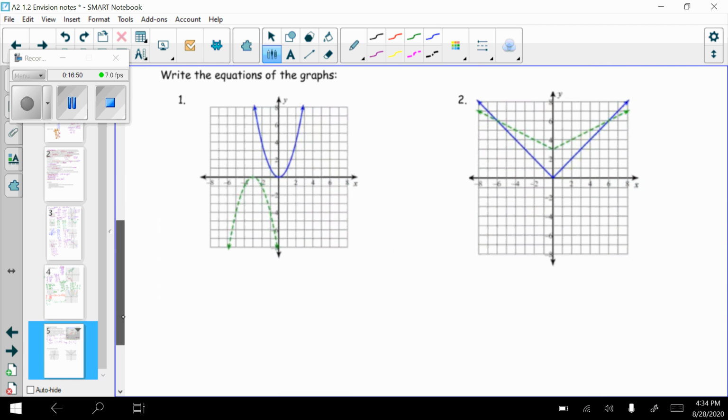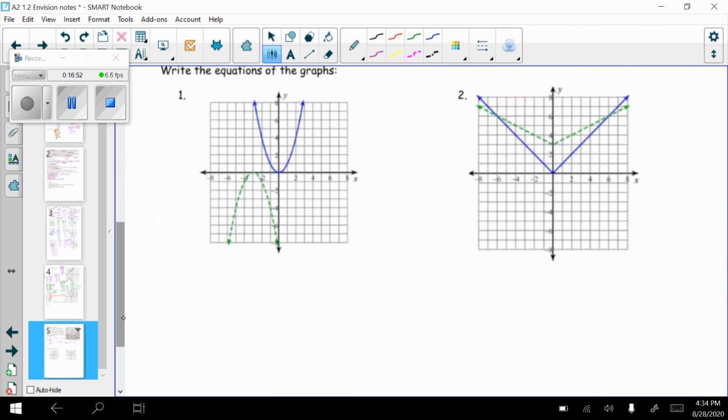So now we're going to write the equation of the graphs. We're going to look at our parent function. In blue is f of x equals... I see that it starts at (0, 0), so I know it doesn't have any kind of shifting left or right. It's a U shape, so I know it's an x squared. If I check my original points, over 1, up 1, over 2, up 4, that's what's on the graph. So in blue, f of x equals x squared.